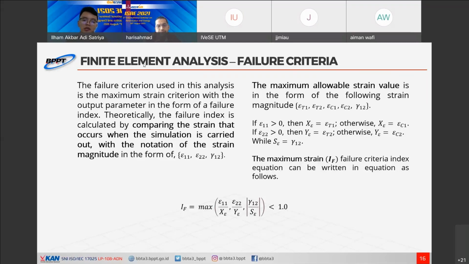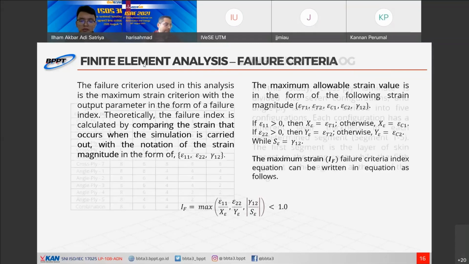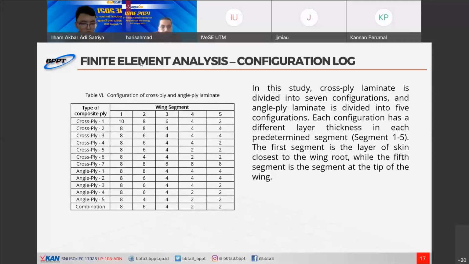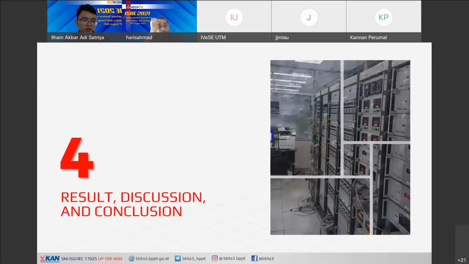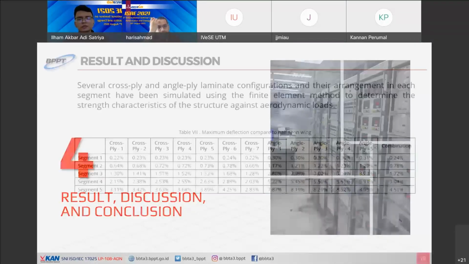allowable that we already mentioned. So the strain of the structure must not exceed the allowable strain, and dividing between them, we will have a failure index. It must not be more than 1. And then this is the run log of our analysis result. We already ran several runs, from process 1 until n combinations. We vary the combination of the laminate, and then the last part is the result and discussion and the conclusion.